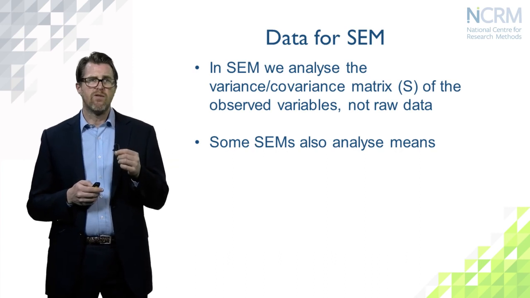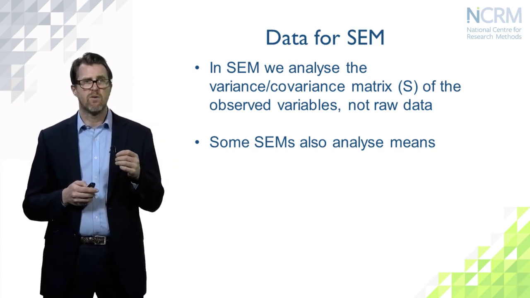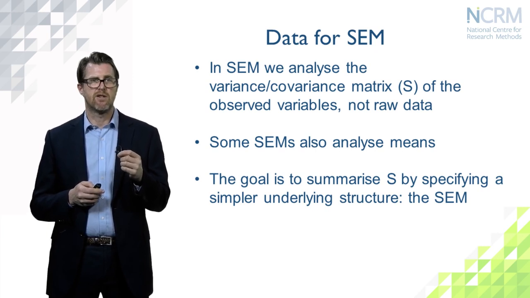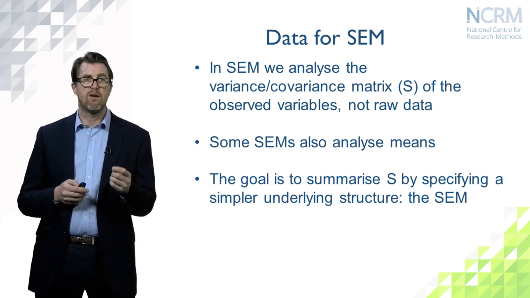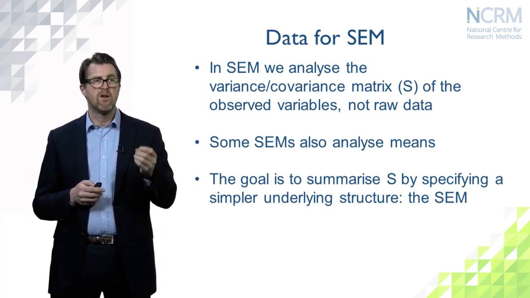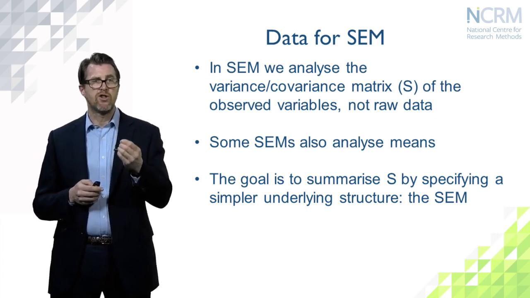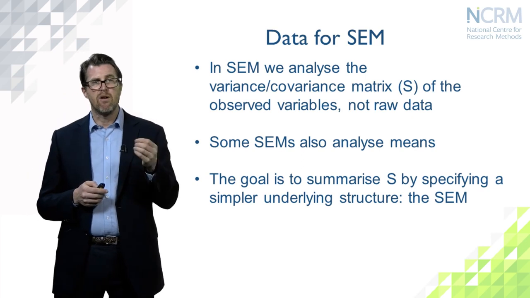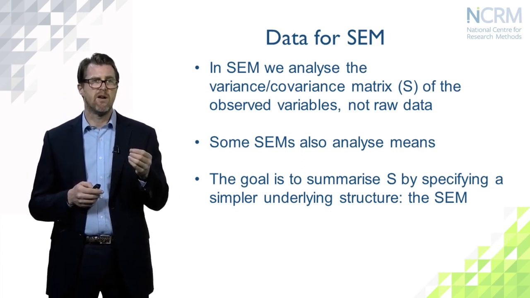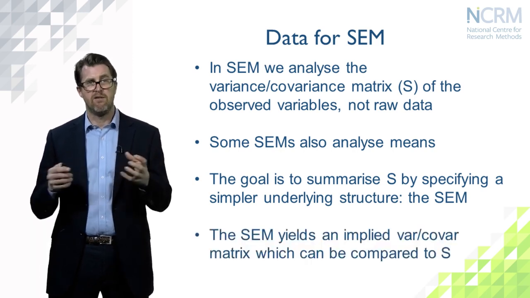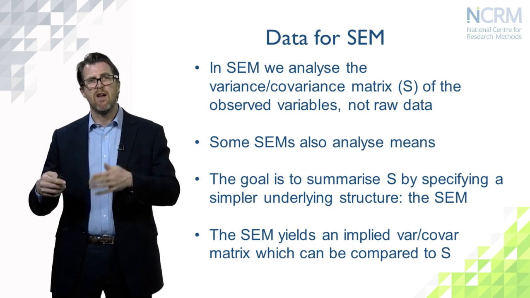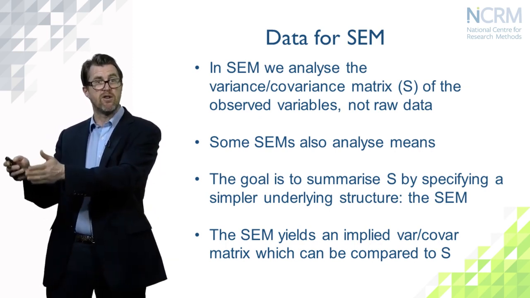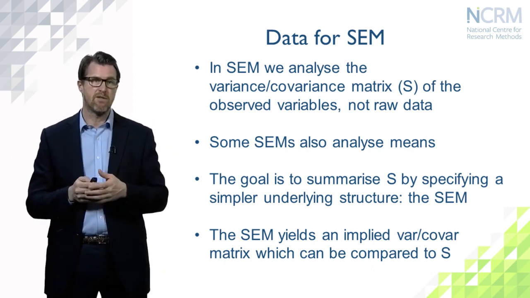So what are we doing with this variance-covariance matrix? Well, in broad terms, we are trying to summarise S, the variance-covariance matrix of the observed variables, by specifying a simpler underlying structure. So we're going to specify a model which is in some ways simpler than simply reproducing S. And our model, our SEM, in this sense the simpler underlying structure, will yield an implied variance-covariance matrix. What I mean there is that if our model is true, then the variance-covariance matrix that we observe should look like this. It should have these numbers in each of the cells.